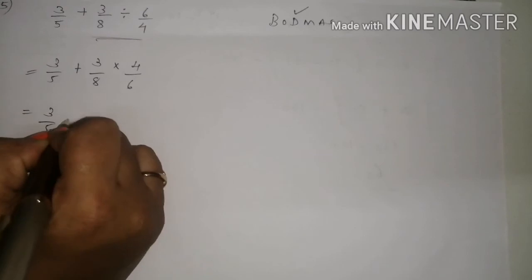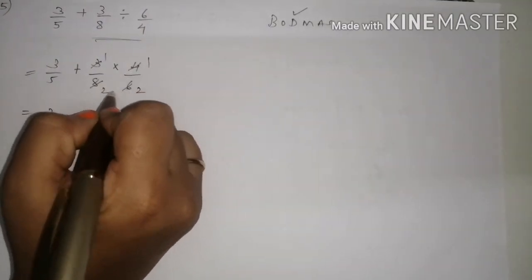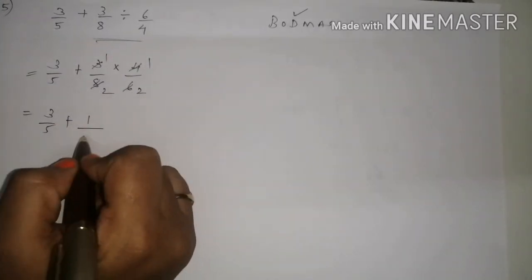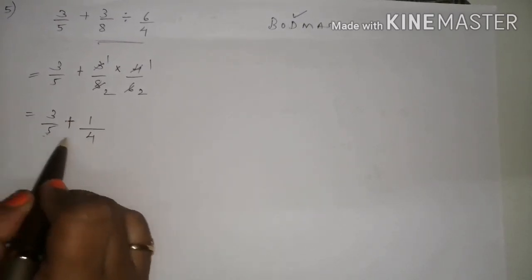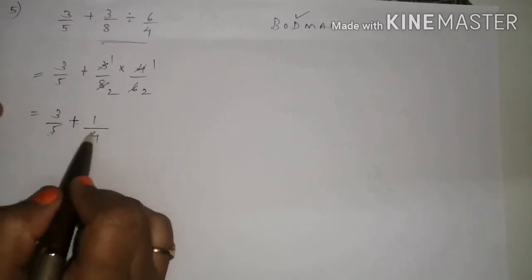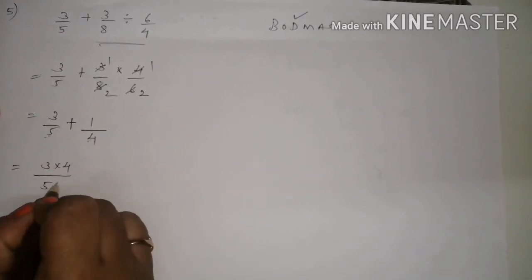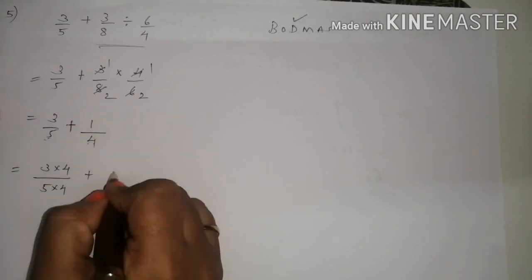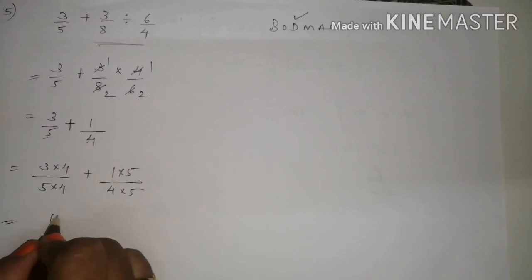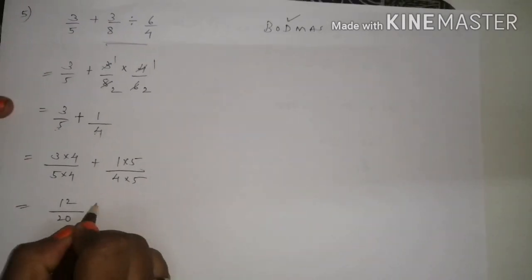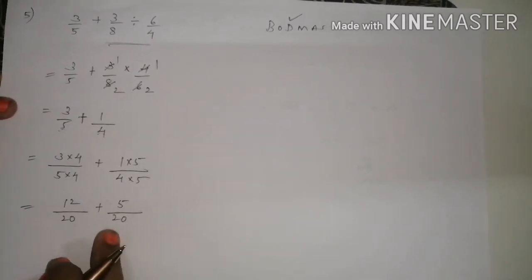So 3 upon 5 plus, this will be 3 ones are 3, 3 twos are 4 ones are 4, twos are. So this is 1 ones are 1, 2 twos are 4. So I got 1 upon 4. Now see, the denominators are not same. We can make the denominator same by doing cross multiply. 3 into 4 upon 5 into 4 plus 1 into 5 upon 4 into 5. So 3 4s are 12, 4 5s are 20, plus 1 5 is 5, 4 5s are 20. Now see, the denominators have become same.